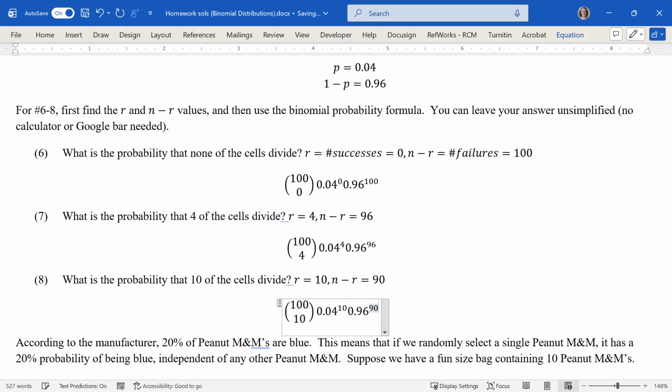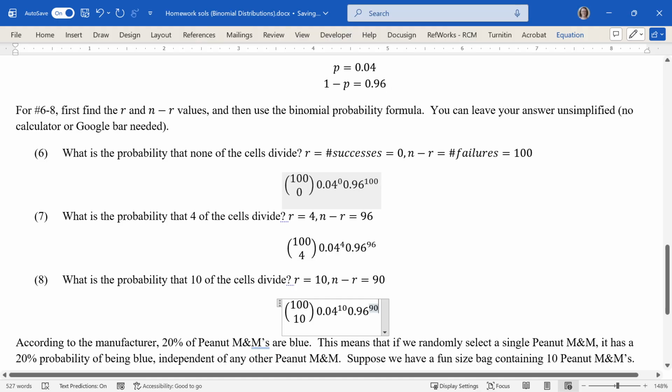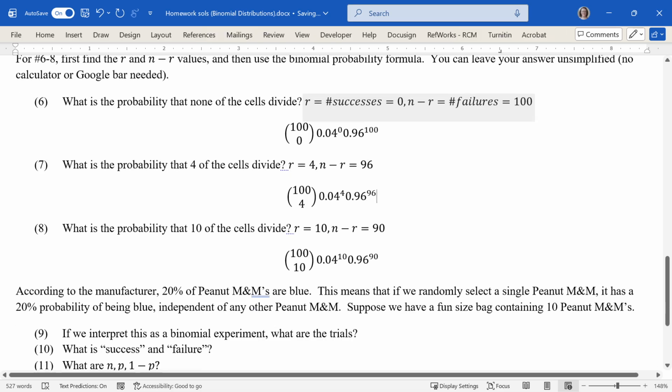So you notice that your two exponents always add up to what your number of trials was. And then your two bases that have the exponents always add up to 1. So it has this kind of symmetry to it. Okay, and then we didn't have to plug that in, so I'll just leave it like that.